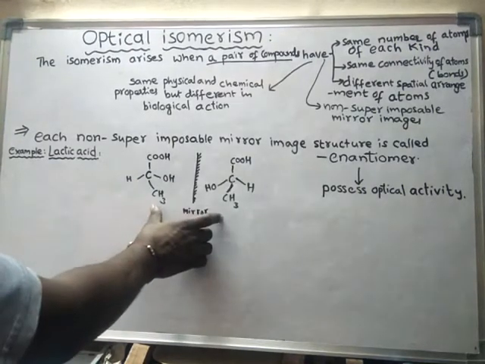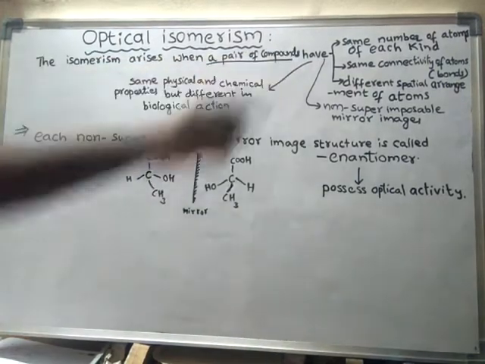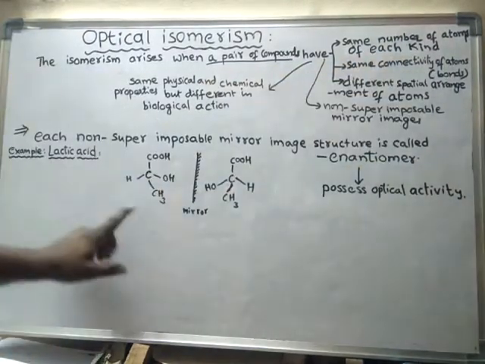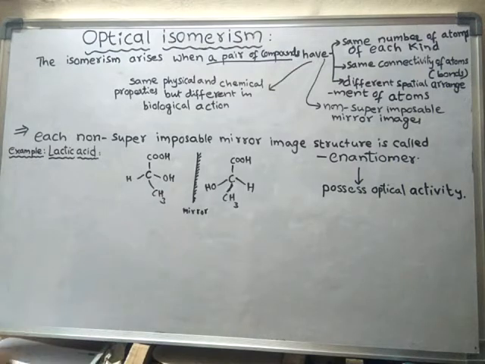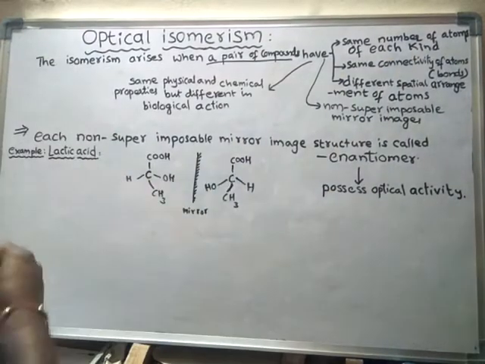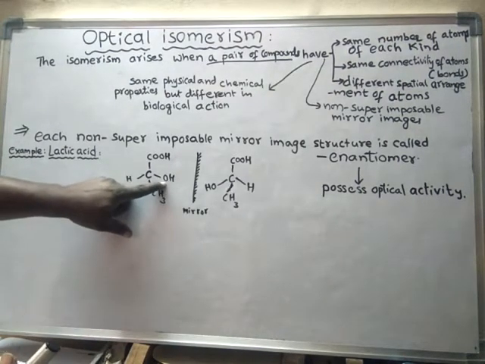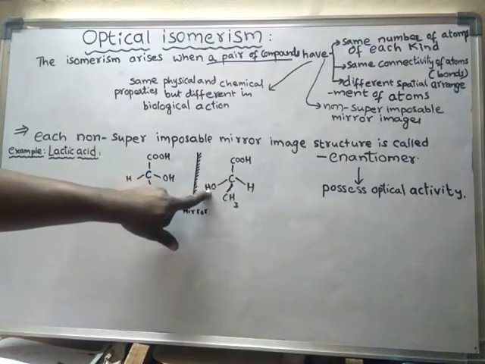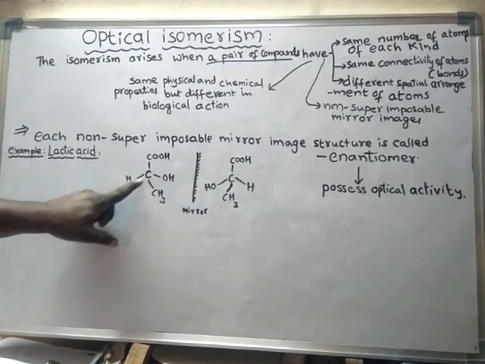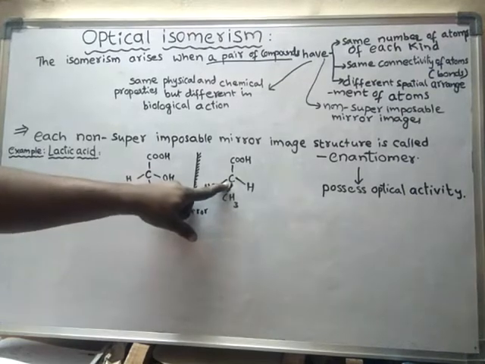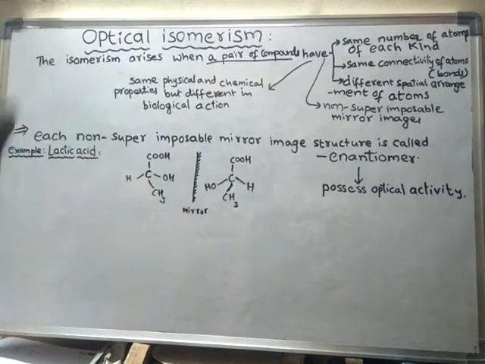So now we are talking about these compounds. When a pair of compounds, that means this pair of compounds, have same number of atoms of each kind, that means they possess same molecular formula and same connectivity of atoms. Same connectivity of atoms means same bonds. So this carbon is connected to OH. Here also that carbon is connected to OH. The same carbon is connected to hydrogen, methyl group, and COOH group. Here also the same carbon is connected to hydrogen, methyl, and COOH groups.